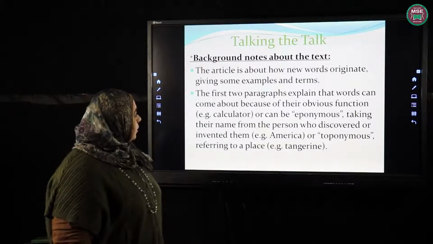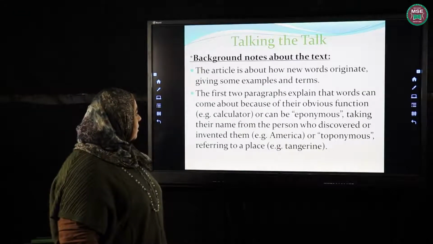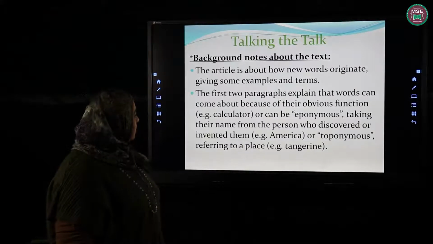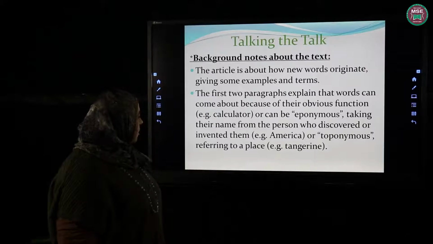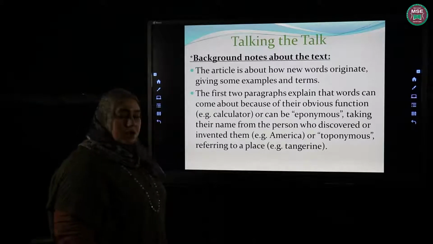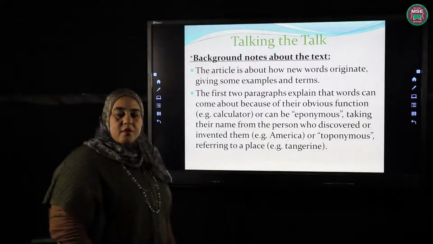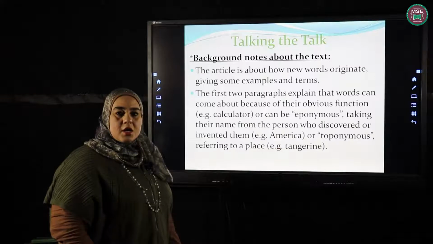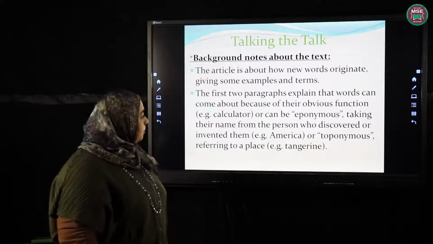The article is about how new words originate, giving some examples and terms. The first two paragraphs explain that words can come about because of their obvious function, like the word calculator. The first thing, we can give something its name from its function, like the calculator. We use it to calculate, so we gave it its name from its function, why we use it.